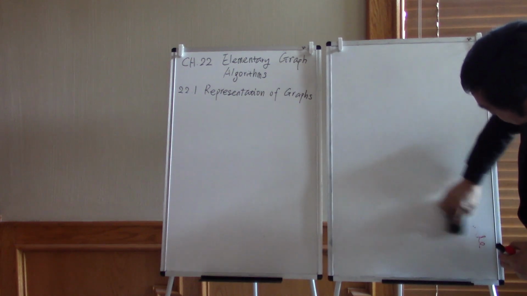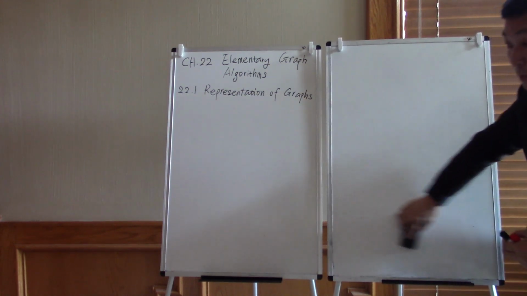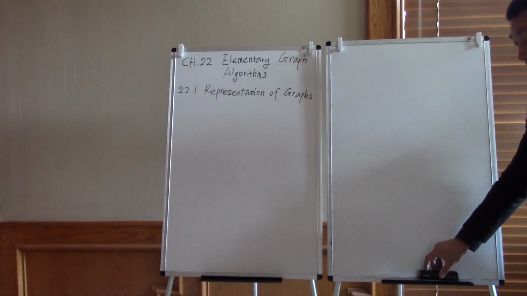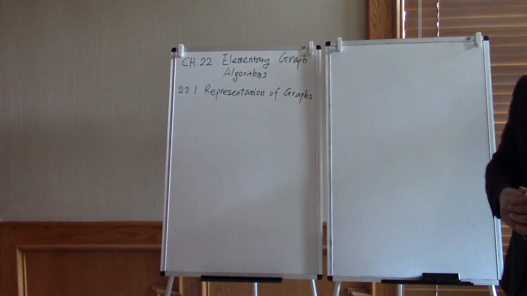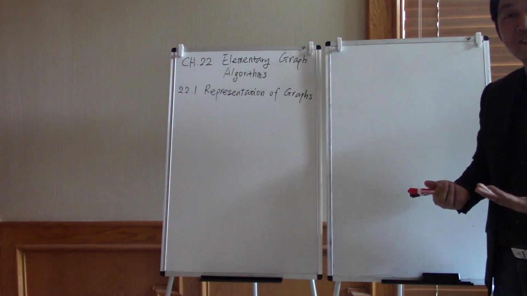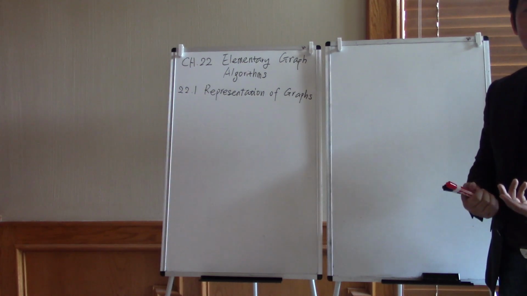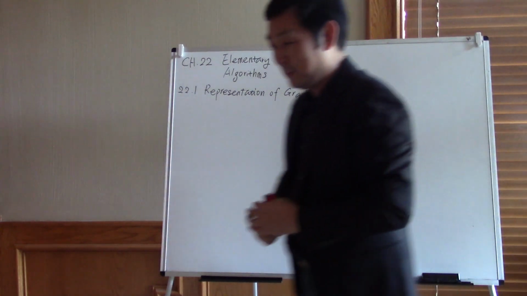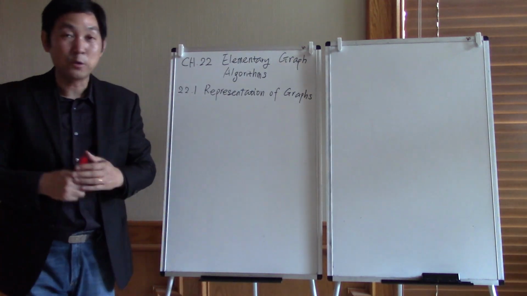Also, the way we represent the graph will determine how many bits this graph will take, and that is basically the input size for this problem. We know the complexity is measured as a function of the input size, so knowing the input size is also important. All right. And one more word, why are graphs useful?